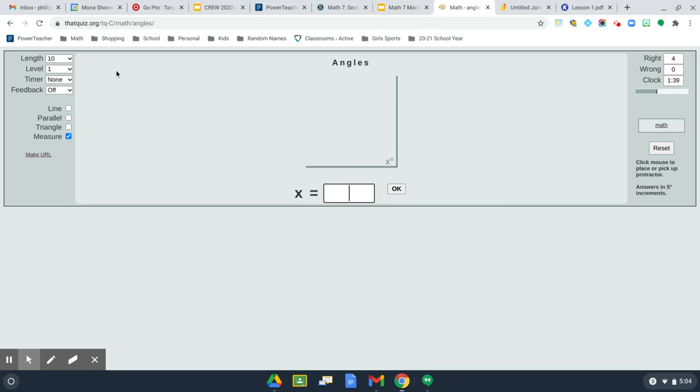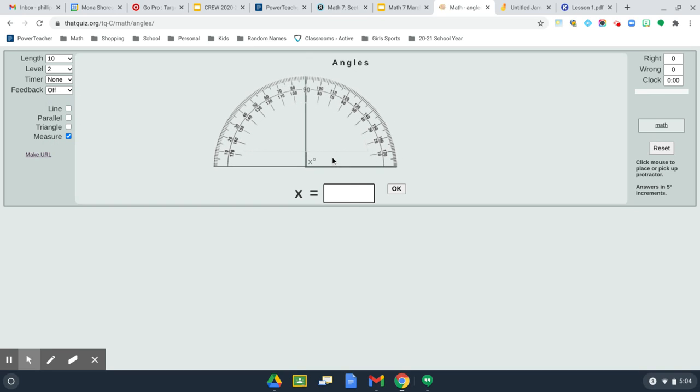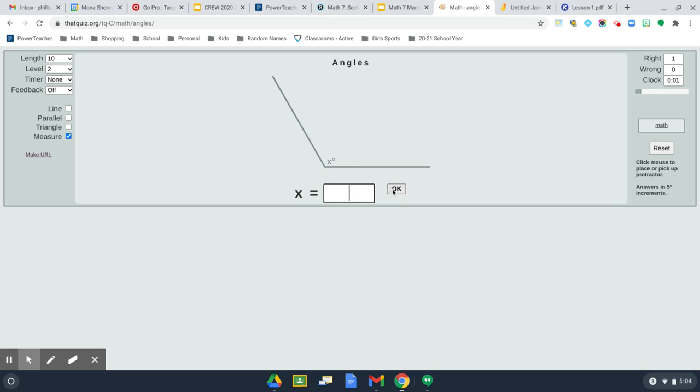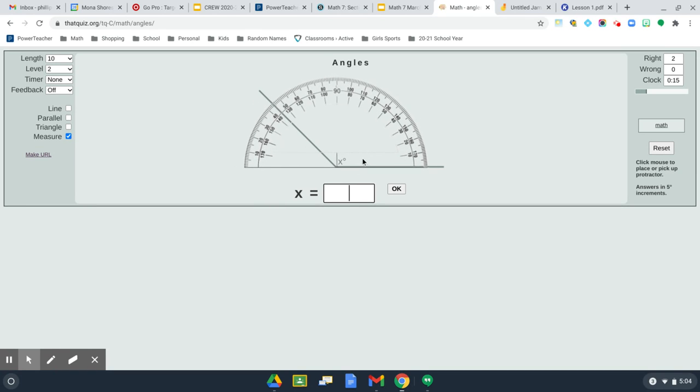Okay. If you feel like you can get those 10 done pretty easily, then at level 1, then maybe try the next level, go to level 2. Right. Same thing. That one's 90. Right. You're just going to really make sure at this point you are practicing classifying the angle and measuring it correctly. This one's obtuse, so that's 120. And so on. You can do lengths of 10 on each one. This is a good one.